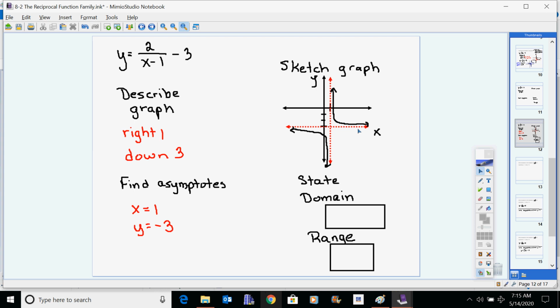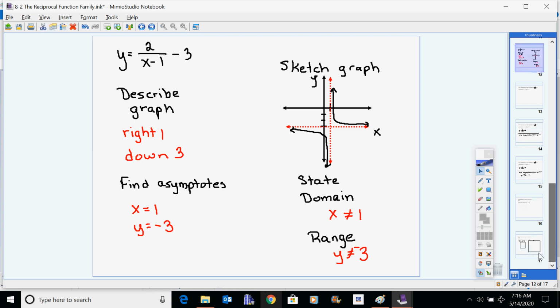X can be anything except x is not allowed to be 1. The range, y can be anything except y is not allowed to be negative 3. So that's how we're going to be showing your domain and your range. Domain and range are going to be huge for those of you that are heading in the pre-calc direction and the calculus direction.